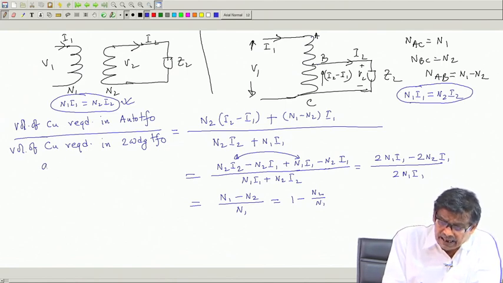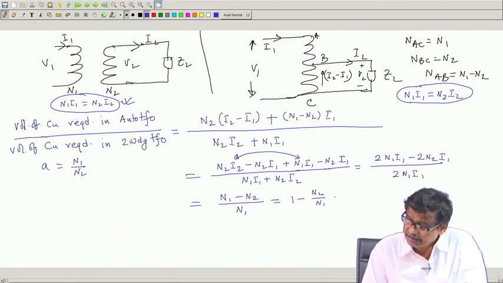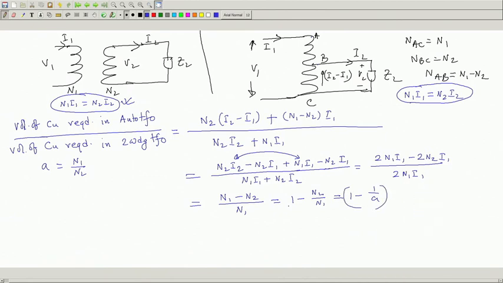And we were writing A is equal to N1 by N2. If that is the case, then I will write it as 1 minus 1 by A. So, copper required in AutoTransformer will be this times the copper required in a 2 winding transformer. If this fraction is less than 1, then there will be savings of copper. And mind you, I am considering the step down case.